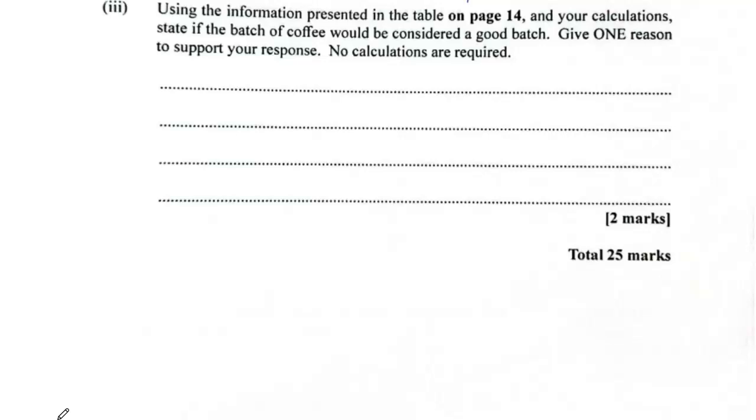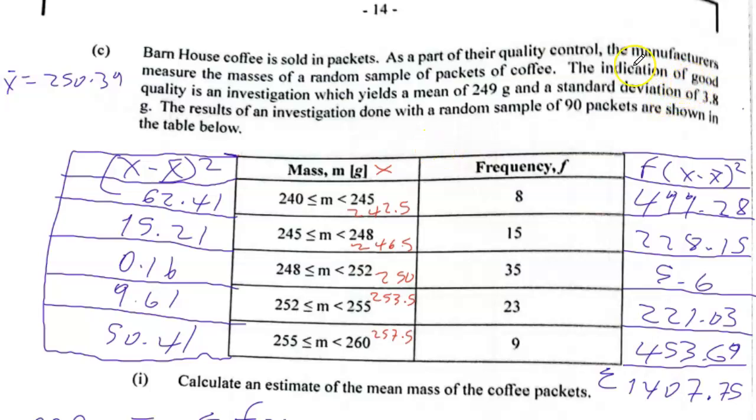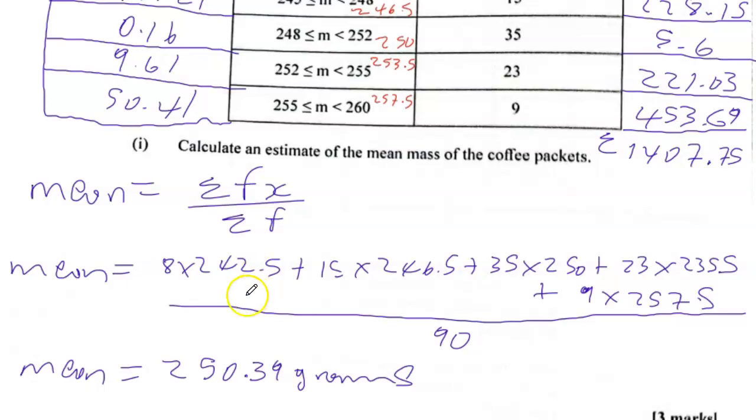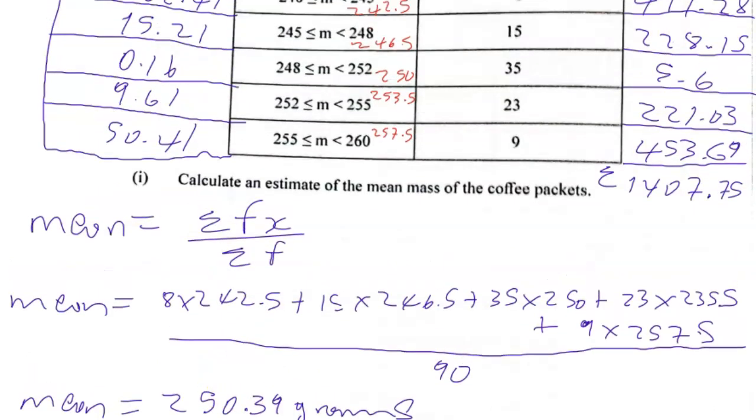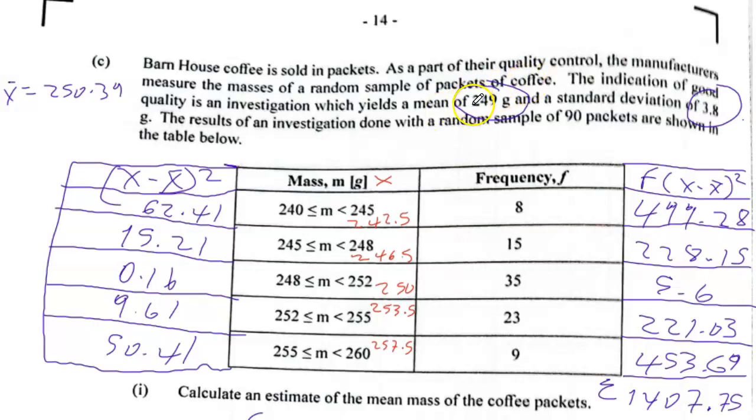Using the information presented in the table on page 14 and your calculations, state if the batch of coffee would be considered a good batch. Give one reason to support your response. No calculations are required. So a good batch would mean that the mean is roughly 249 and a standard deviation of 3.8. We found our mean to be 250.39.